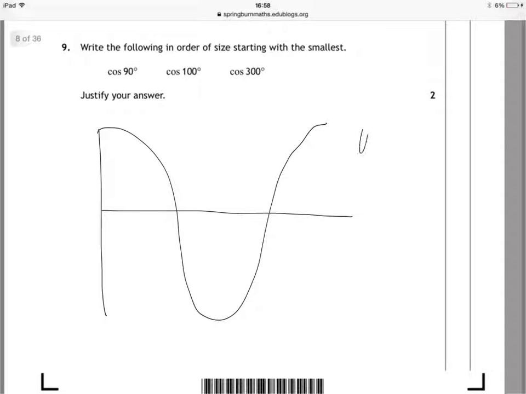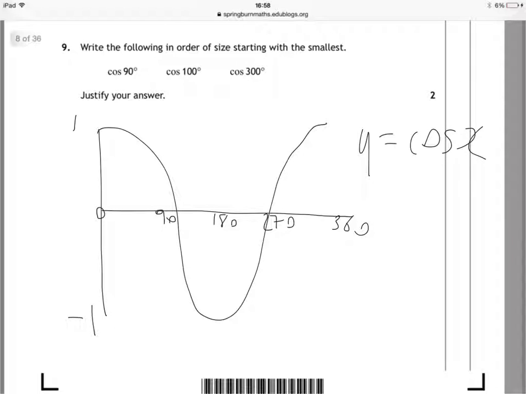Section 24, question 1. Write the following in order of size, starting with the smallest: cos 90, cos 100 and cos 300. A good knowledge of the y equals cos x curve is required here. So our key points are 0 degrees, 90 degrees, 180 degrees, 270 degrees and 360. The curve goes up to 1 and down to -1.